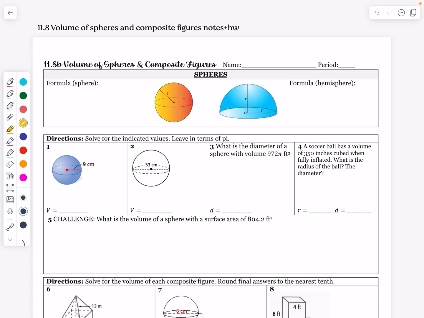Hello everyone and welcome to our 11.8b volume of spheres and composite figures notes. And so we're going to get started with the formula for volume. Remember, it's always going to be in units to the third power, units cubed. So volume is units cubed. And we're going to look at spheres and composite figures.